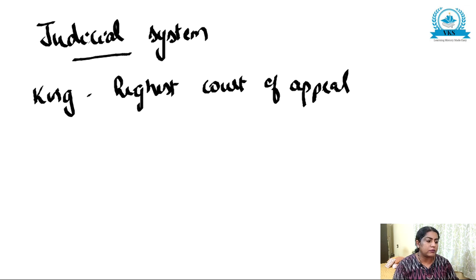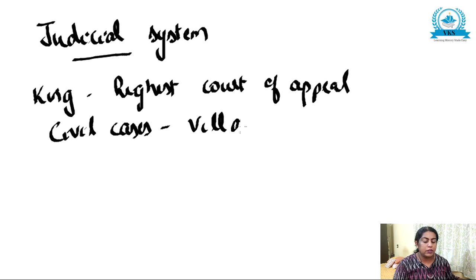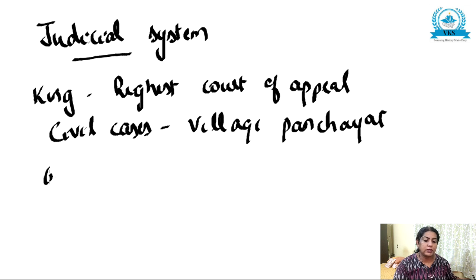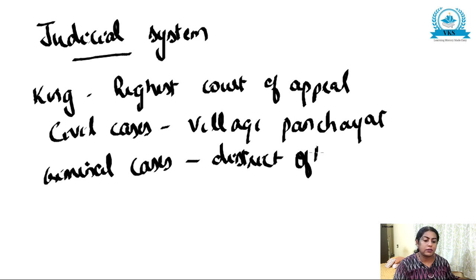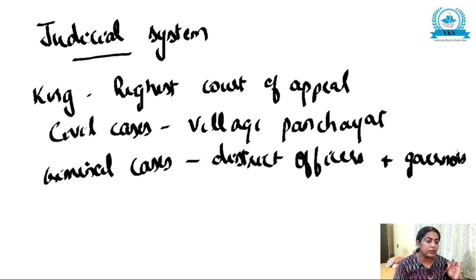And civil cases were decided by village panchayats. And criminal cases were decided by district officers and governors. So king was the highest court of appeal. Civil cases were decided by village panchayat and criminal cases were decided by district officers and governors.